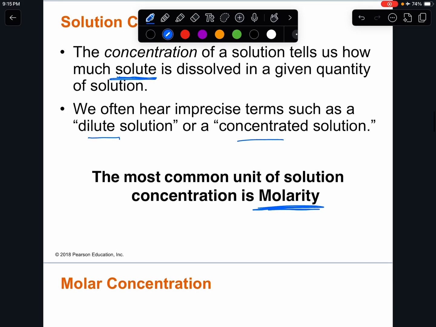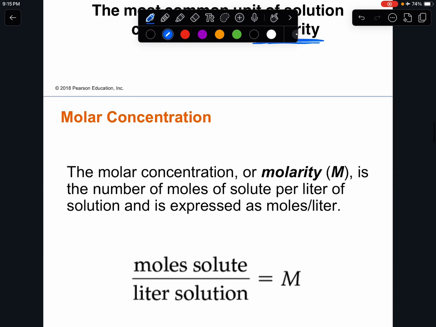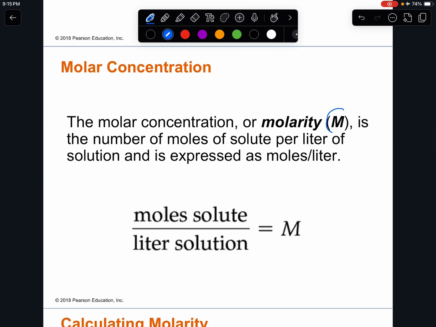Okay, and we're going to be using these terms dilute and concentrated, but when we're trying to look at a specific unit of concentration, we use molarity. So molarity is a big capital M, okay, not a lowercase m, it's a capital M. And the definition of it is moles of solute over liter of solution.